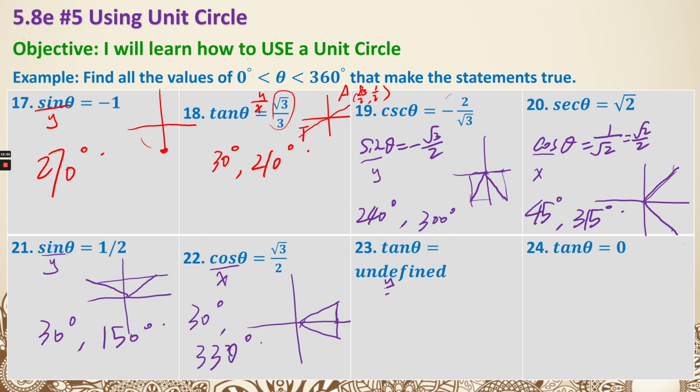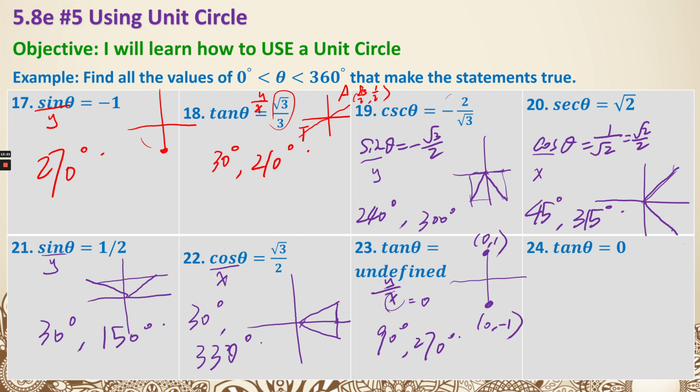So y over x is undefined, which in other words, your x would have to be 0. And here they are. When x is 0, you either have a point on top or a point on the bottom, because that is 0, 1. This is 0, negative 1. So your options are either 90 degrees or 270 degrees.